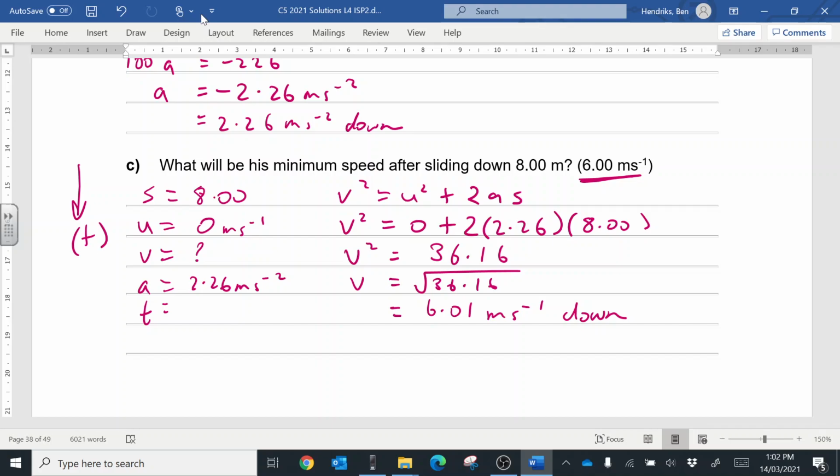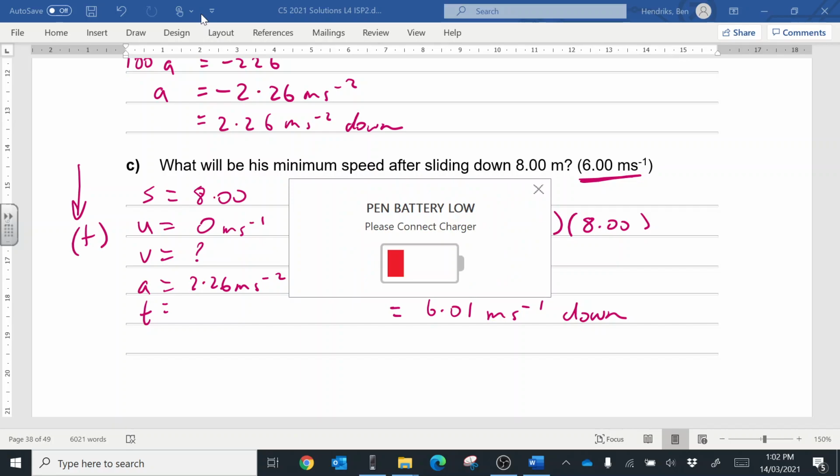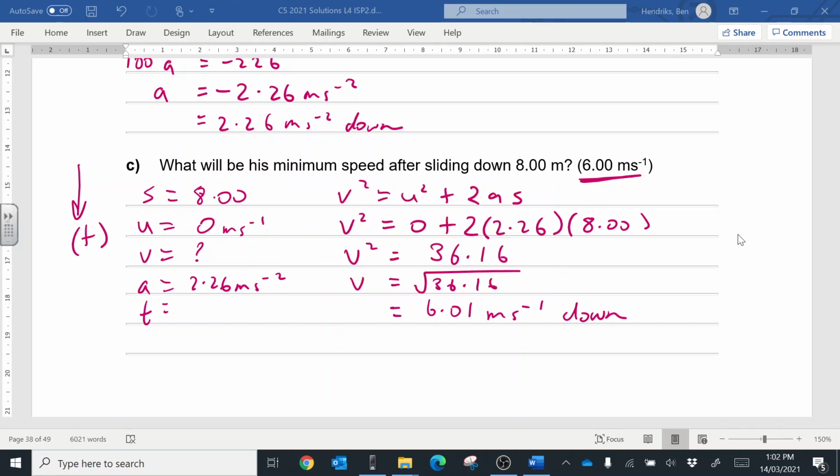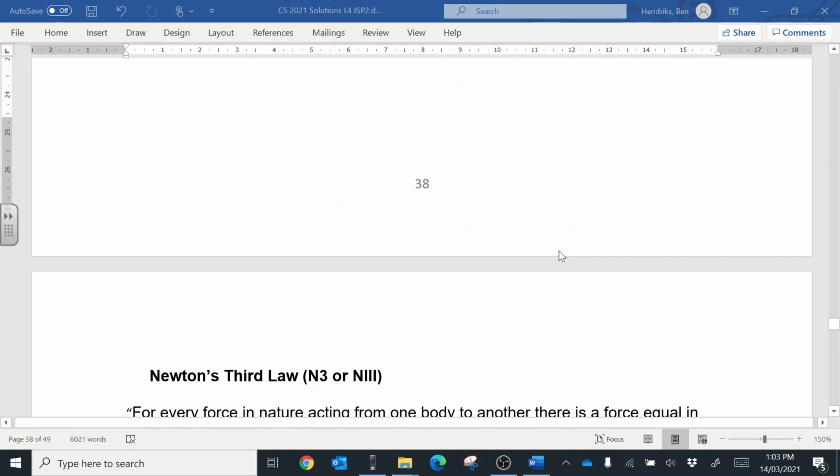I will just make a quick comment about this. If a question ever says show that his minimum speed would be 6.00 meters per second after sliding down 8 meters, you always want to go to enough decimal places to show that you've actually worked it out yourself. So 6.01 meters per second down.